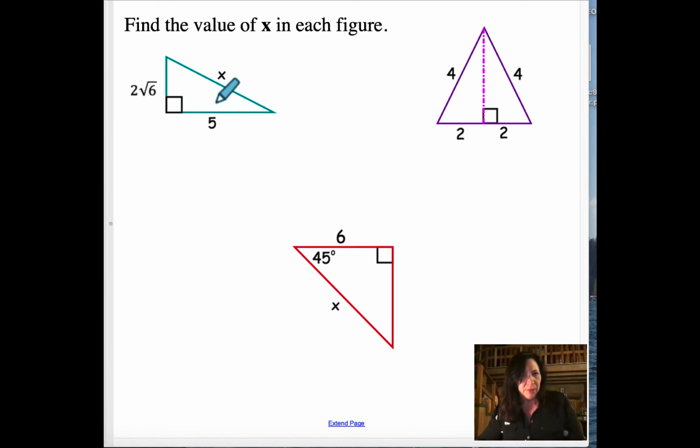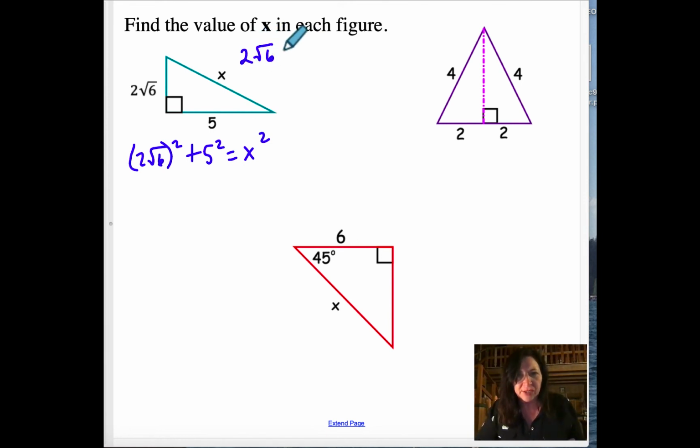Find the value of x. It's a right triangle. I'm missing one side. I'm going to use the Pythagorean Theorem. The biggest issue with this problem: 2 root 6 quantity squared plus 5 squared is equal to x squared. A lot of kids mess up on 2 root 6 quantity squared. All that means is 2 root 6 times itself. That's what that means.